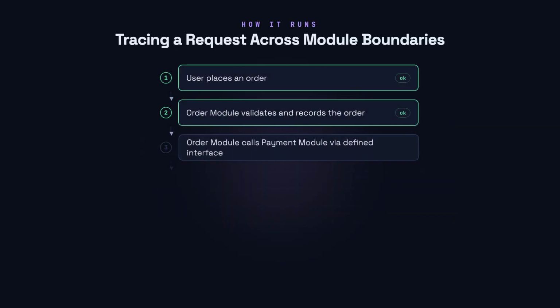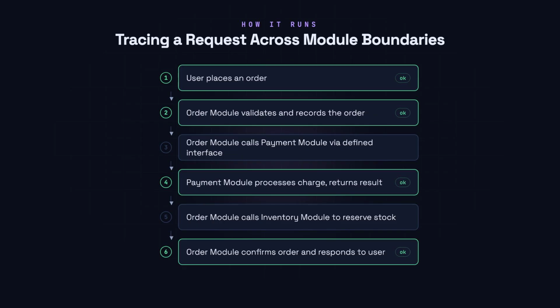Follow a single request through the system. The user places an order, and the order module handles all the business rules that belong to it. When it needs payment processed, it calls the payment module through a well-defined interface. It does not reach into payment internals. The payment module does its job and returns a clean result. The same pattern repeats for inventory. Each module is responsible for exactly one thing, and handoffs happen at explicit narrow boundaries.